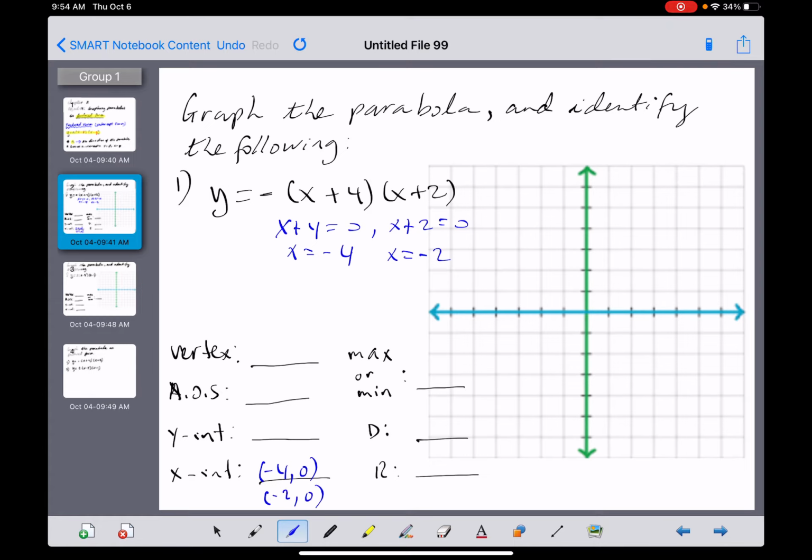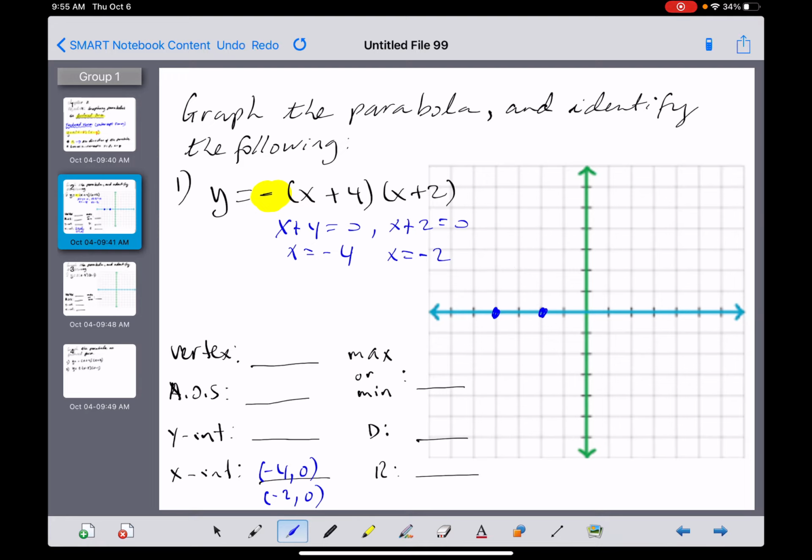Now we're going to plot the points onto our graph, at negative 4 and negative 2. So negative 2 is right here and negative 4 right here. Now we have the x-intercepts. Since the leading coefficient is negative, a is negative, that tells me the graph is opening down. So that gives me a clue that my vertex should be somewhere up here, not down here, because down here would be facing up. Keep that in mind.